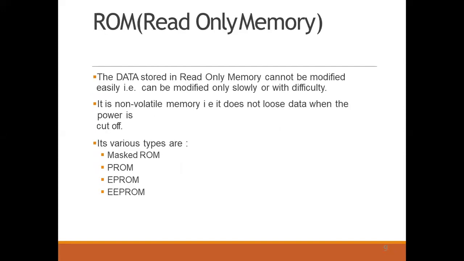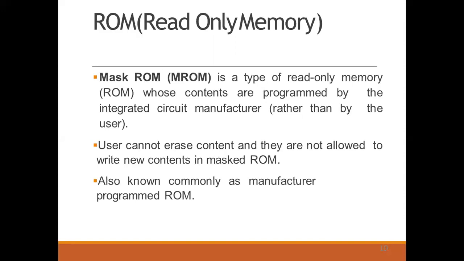Now we are coming to another important part of primary memory, that is ROM, meaning read-only memory. The data stored on the ROM cannot be modified easily; it can be modified only slowly or with great difficulty, in the case of some laser operations or something like that. It is a non-volatile memory, that is, it does not lose data when the power is cut off, so it is static in nature. The different types are the mask ROM, the PROM, the EPROM, and the EEPROM.